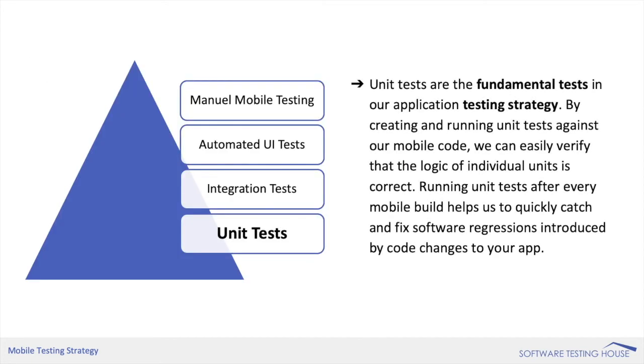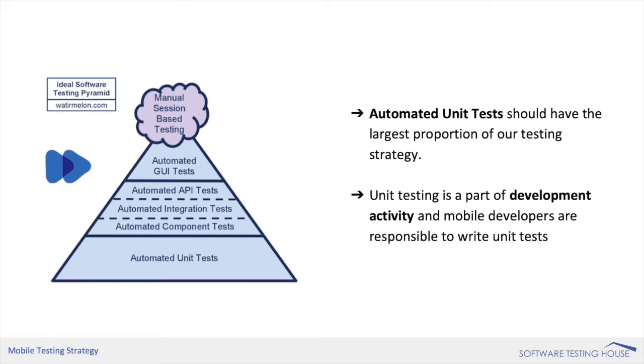Unit tests are fundamental tests in our application testing strategy. By creating and running unit tests against our mobile code, we can easily verify that the logic of individual units is correct. Running unit tests after every mobile build helps us to quickly catch and fix software regressions introduced by code changes to our application. As we see in the testing pyramid, automated unit tests should have the largest proportion of our testing strategy. In most companies, unit testing is a part of development activity, and mobile developers are responsible for writing unit tests. It is usually developed and delivered together with the feature.